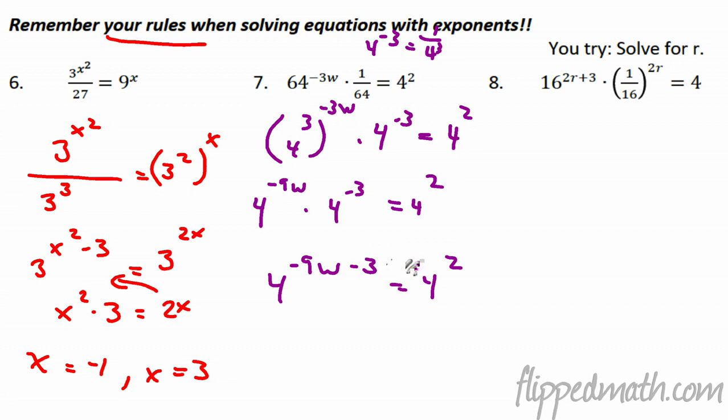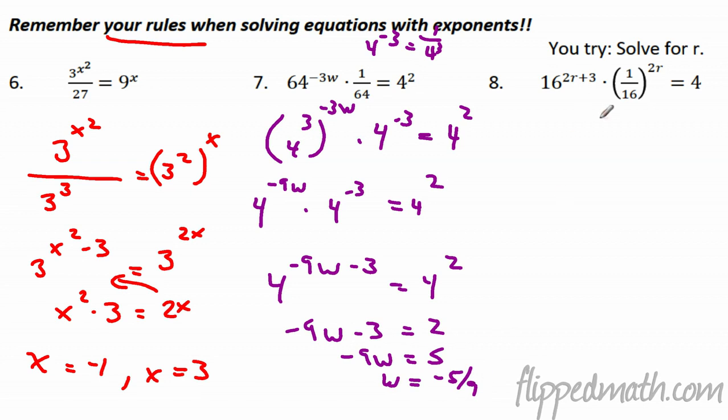And we have the same situation we had before. We have 4 to some quantity is equal to 4 to some quantity. That means this thing has to equal a 2, because they're equal to each other. So we're going to get -9w minus 3 has to equal 2. So we add 3 to each side. We're going to get -9w equals 5, or w equals -5/9. How crazy is that? Cray, cray.